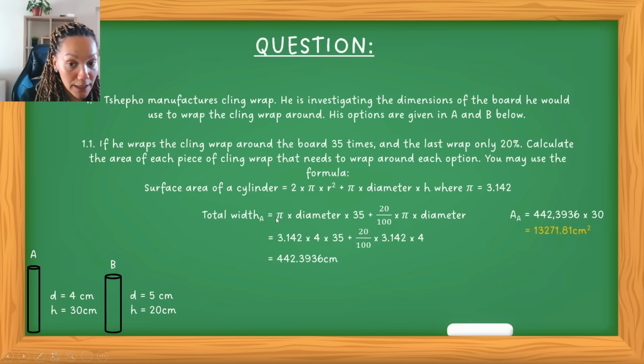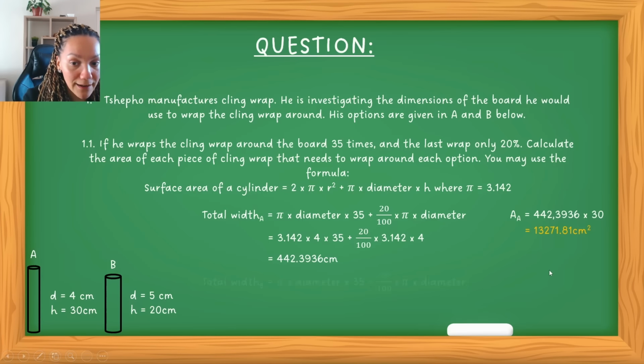So this is the total width of the cling wrap. It's the circumference, 35 times, plus 20%, only a small piece added to that. When we substitute our formula, we get this. This will give us the width of the cling wrap. Then to calculate the area, because the cling wrap is going to be a rectangle, the total area is this width multiplied by 30, because this is the height here, sorry. And that will give us 13,271.81 centimeters squared. I don't know why I'm getting so confused with the units today.